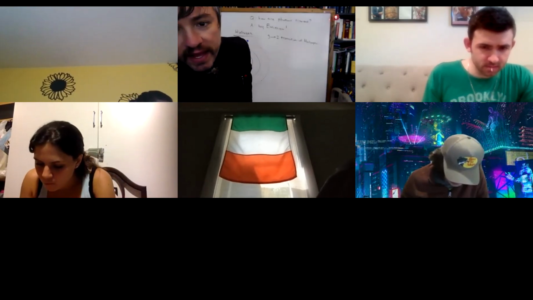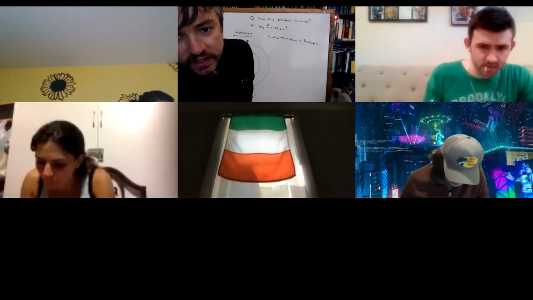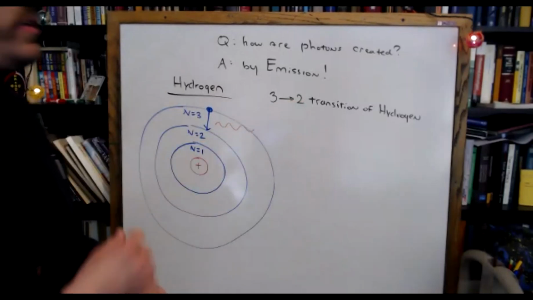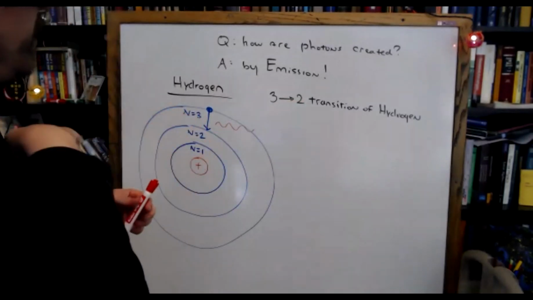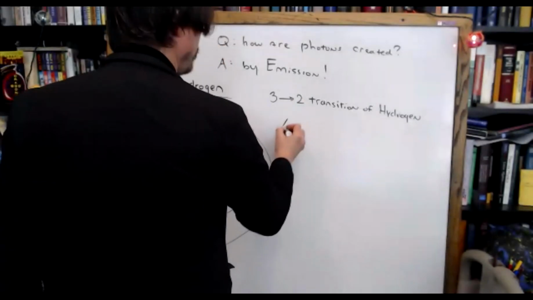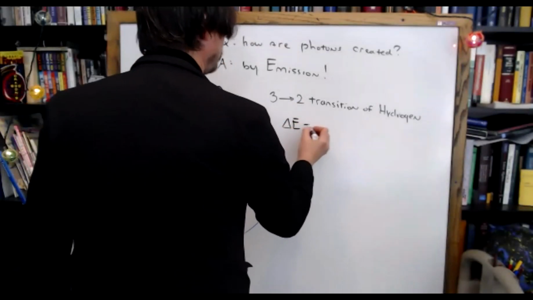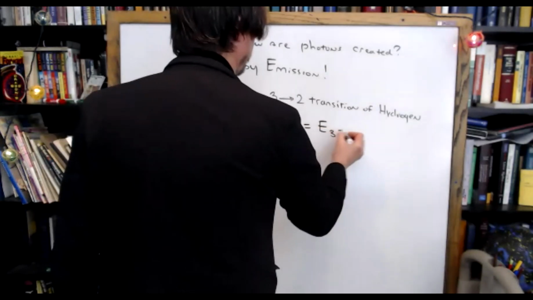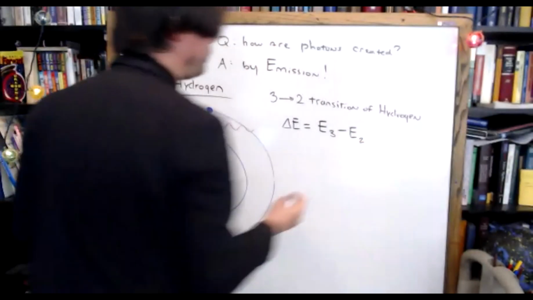But I'm recording again, and we're going to continue by learning about how photons are produced by studying something called the 3-to-2 transition of hydrogen. If we want to figure out the energy of the photon, we need to figure out the energy lost when the electron drops from orbit 3 to orbit 2.